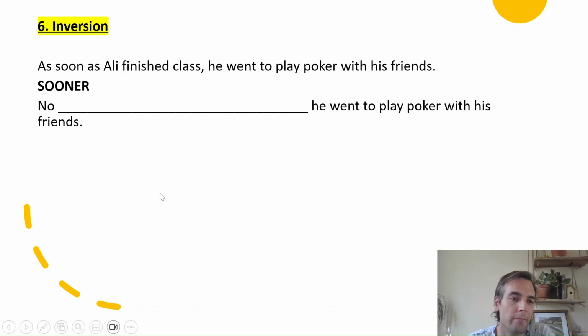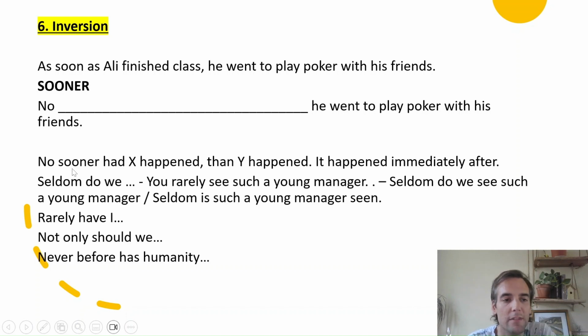Well, inversion means following some sort of negative sentence starters like no sooner, seldom, rarely, not only, never before. You can see they're all a bit negative. We invert the subject and the verb as if the sentence was a question, but it's not a question, it's just a negative sounding sentence. So the example there, no sooner had X happened than Y happened. That's the expression. No sooner had than meaning it happened immediately after. There was no gap. That's why it's a bit negative.